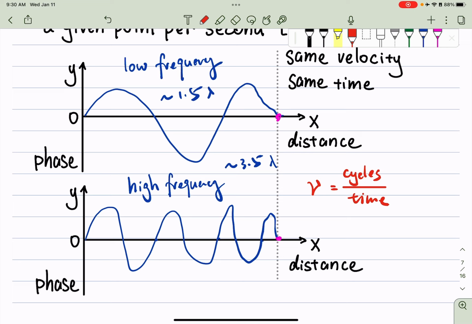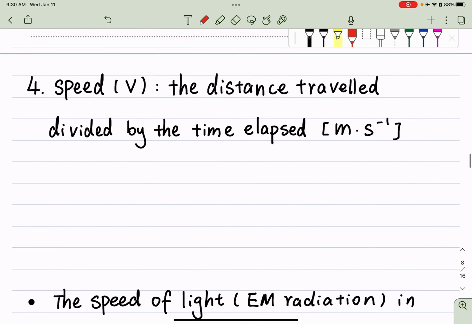All right. Note that frequency, wavelength, and amplitude are all independent properties of the wave. And at the end, we have the speed, which is the distance traveled divided by the time elapsed. It's the same idea as defining any speed. So we have velocity, speed, equals distance over time.